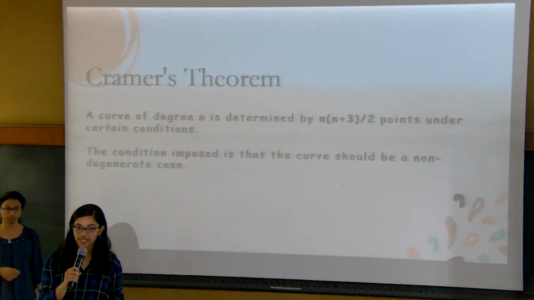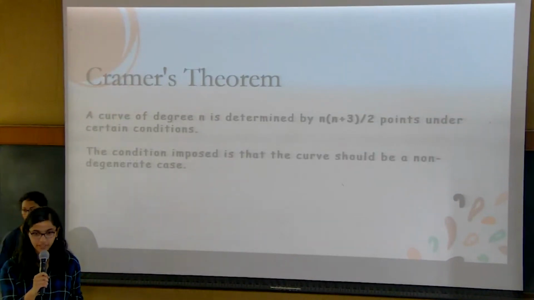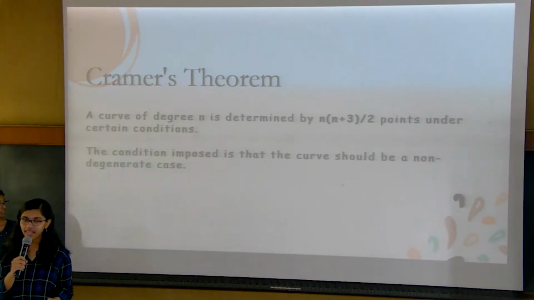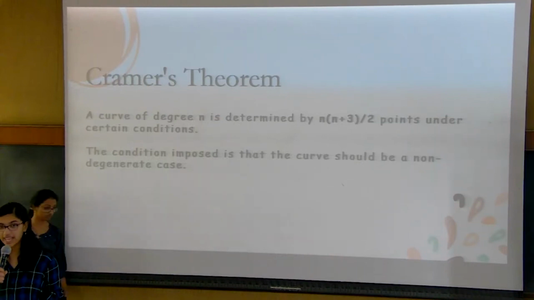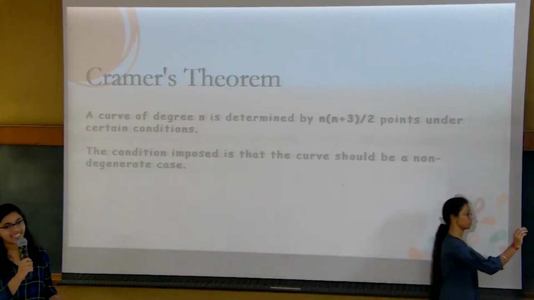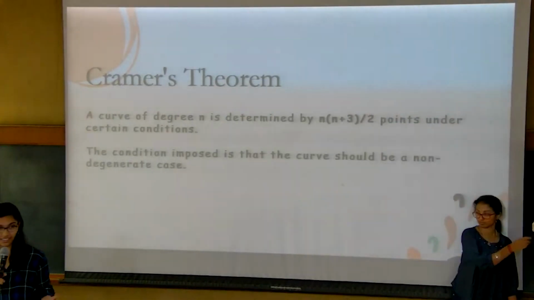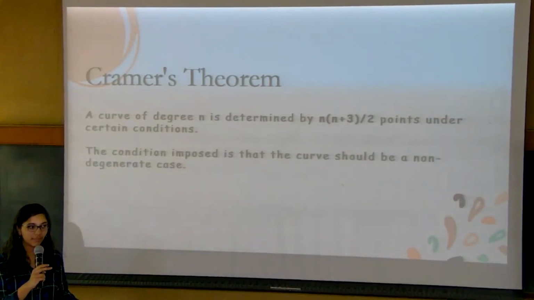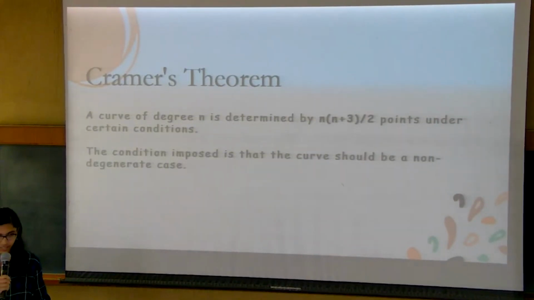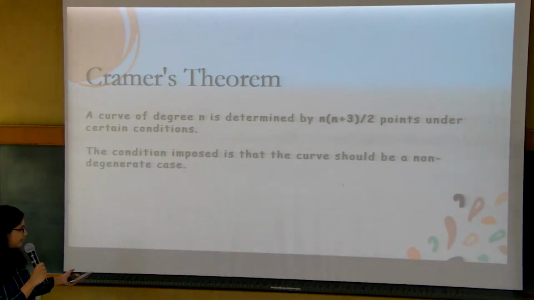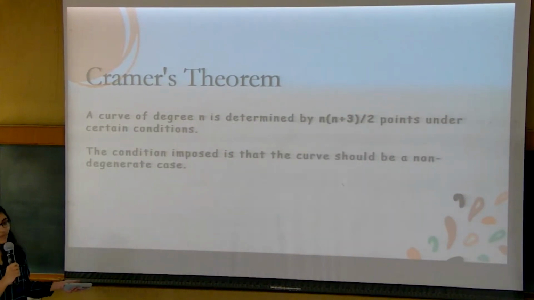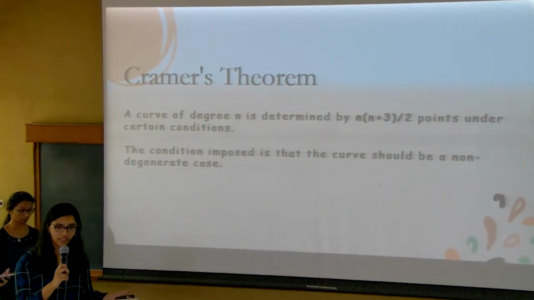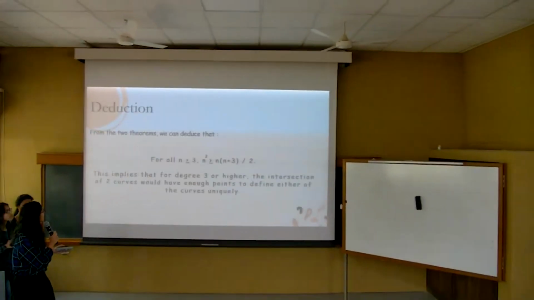Next, let us look at the second theorem we need to understand this paradox. Cramer's theorem states that a curve of degree n can be uniquely determined by n times (n plus 3) divided by 2 unique points in certain cases. Now, the first question that anyone has is what are the special conditions that define Cramer's paradox? What are the conditions that he imposes upon the curves that he's talking about? We'll look at it a little bit closely in the upcoming slides. The condition basically is that a curve should be non-degenerate, and we will be explaining to you what a non-degenerate or a degenerate curve is in upcoming slides.